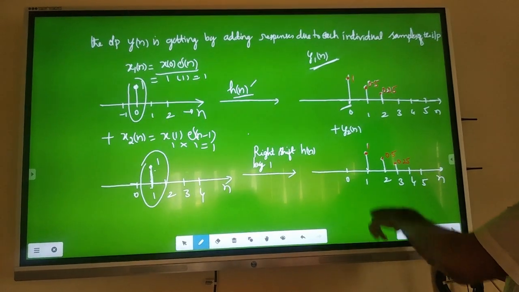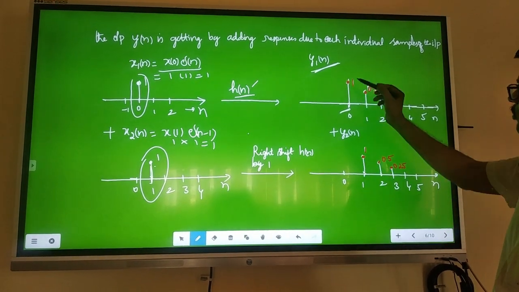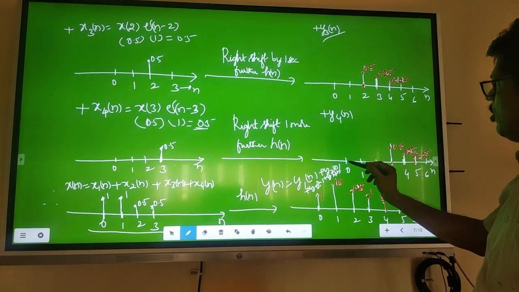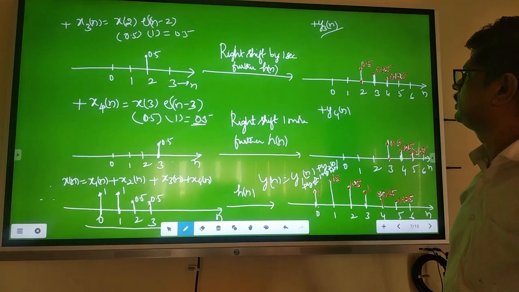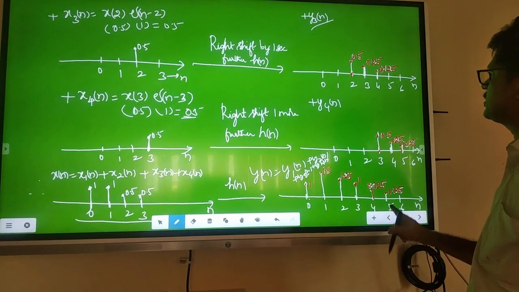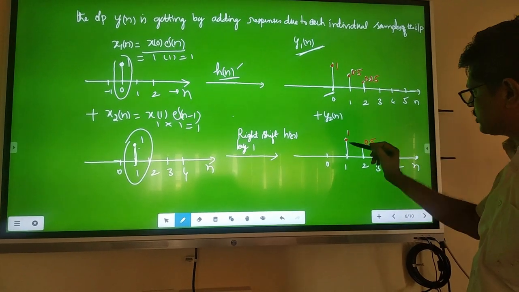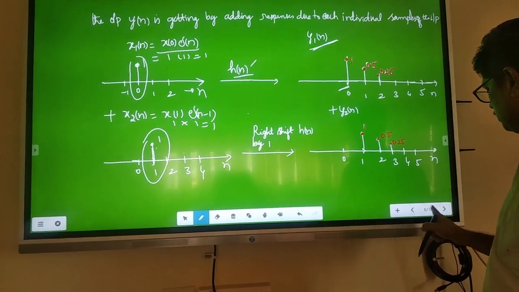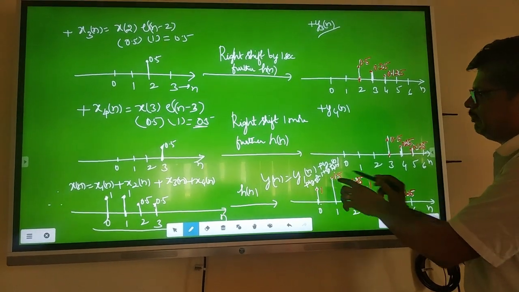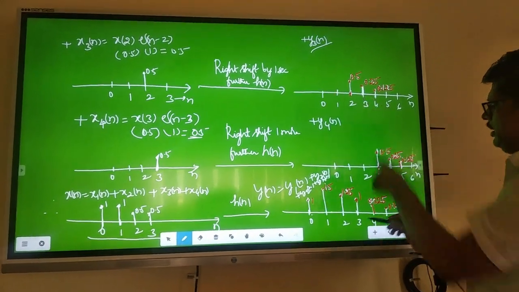Now for example, at 0, y0n is nothing but 1 is there, and at 0 nothing is there, so 1 plus 0 plus 0 plus 0. Therefore, at y0, it is 1. Similarly, at y1, add all 4. At y1, it is 0.5 and 1, so 1 plus 0.5 is 1.5, and nothing else is there at 1. Therefore, y1 is 1.5. That means add all 4 samples' amplitudes and write it here.